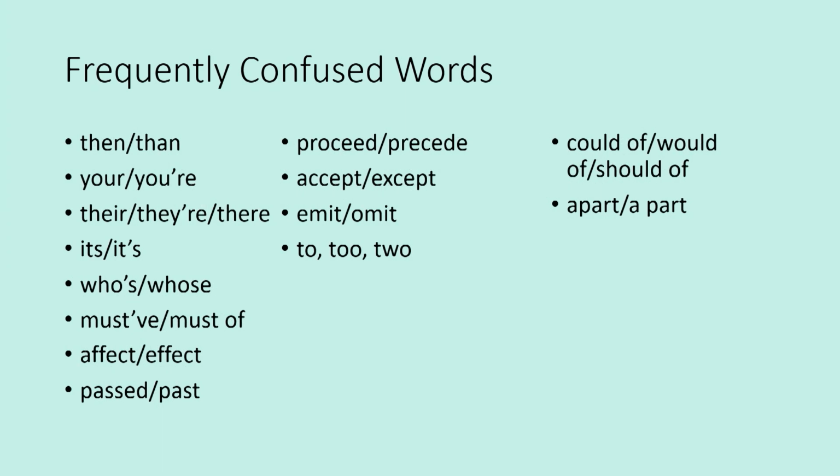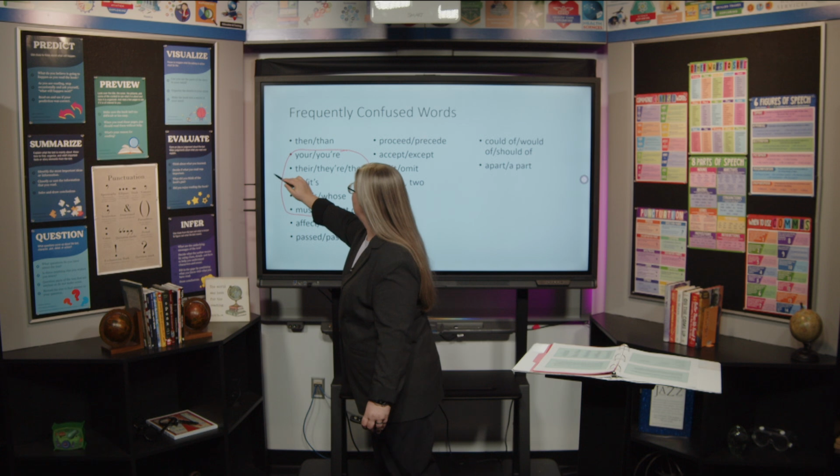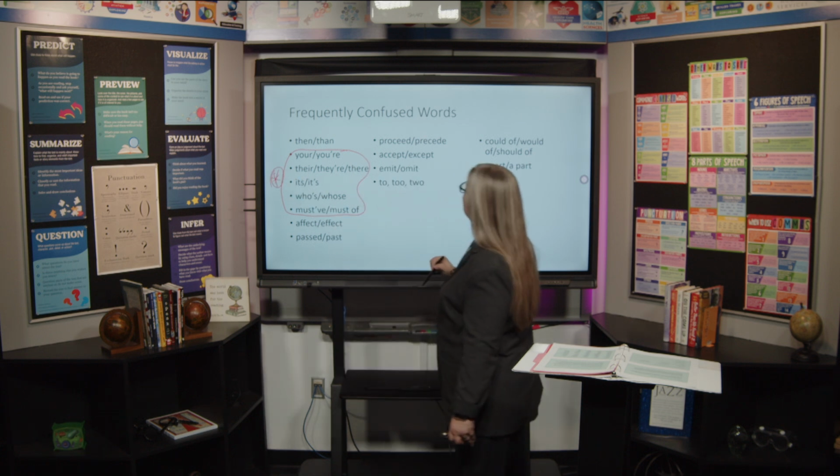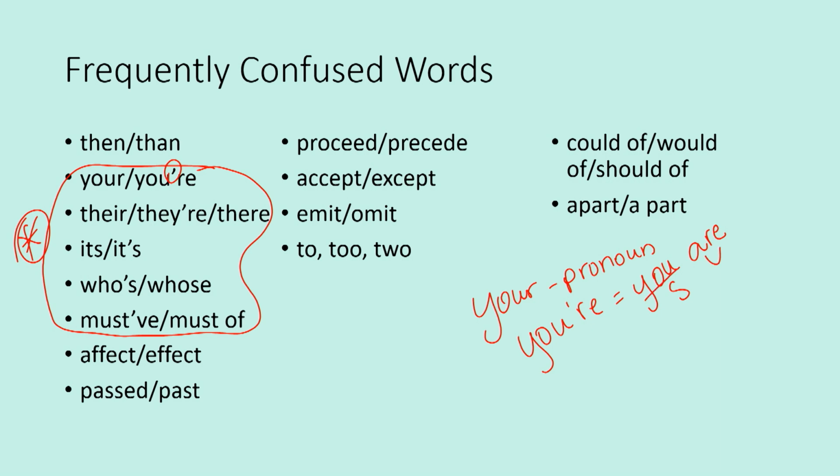Then and than, your and you're. These are probably the ones that you guys mess up on the most. So you need to understand, if you see an apostrophe, that is indicating a contraction. So your is a pronoun. You're, Y-O-U, apostrophe, R-E, equals you are. So you have a subject and a verb.